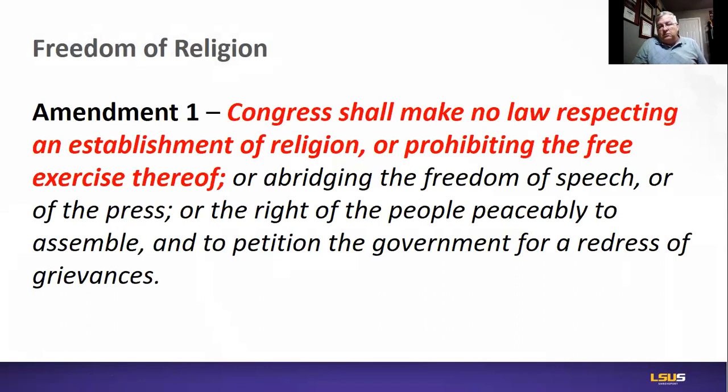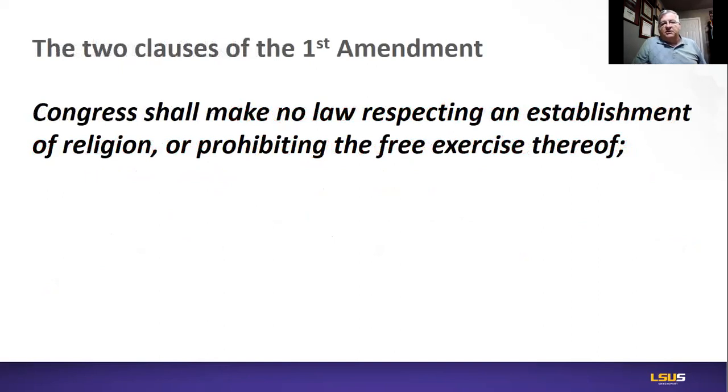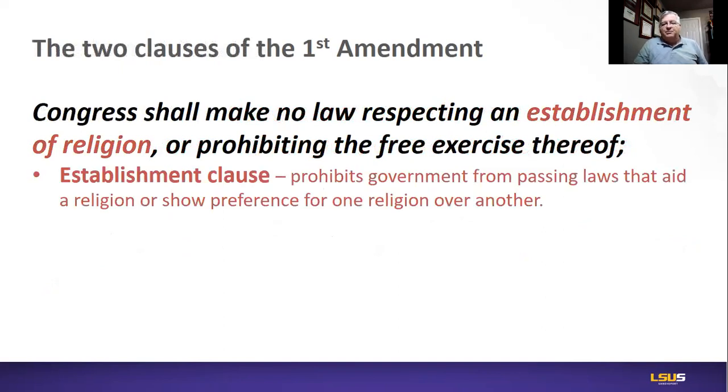In fact, before schools became public, oftentimes they were run by parochial institutions, churches. So it's normal for religious topics to be taught in those schools. I think it's important that you understand a couple of things. First of all, the 2 clauses of the First Amendment as it relates to religion. The first of those clauses is the establishment of religion, called the Establishment Clause. It prohibits government from passing laws that aid a religion or show preference for one religion over another.